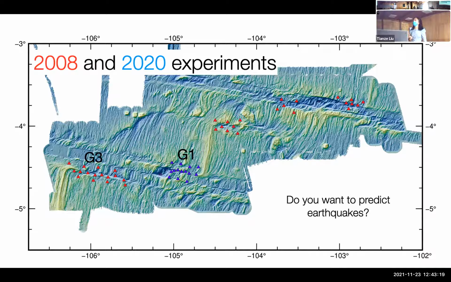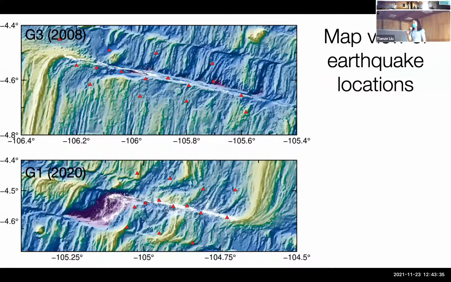And okay, so with those obvious data, let's see why these two faults have such predictable seismic behavior. So we adapt the same location procedures as the Quebrada study, and these two maps show the final earthquake locations on G3 and G1. The seismicities are located pretty well aligned with the actual fault trace.